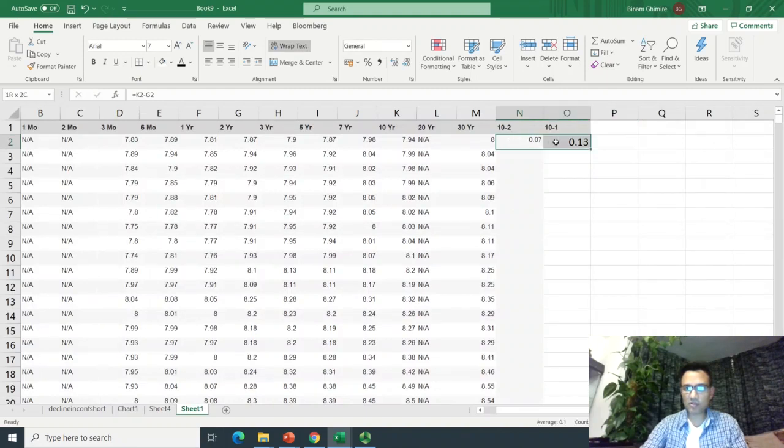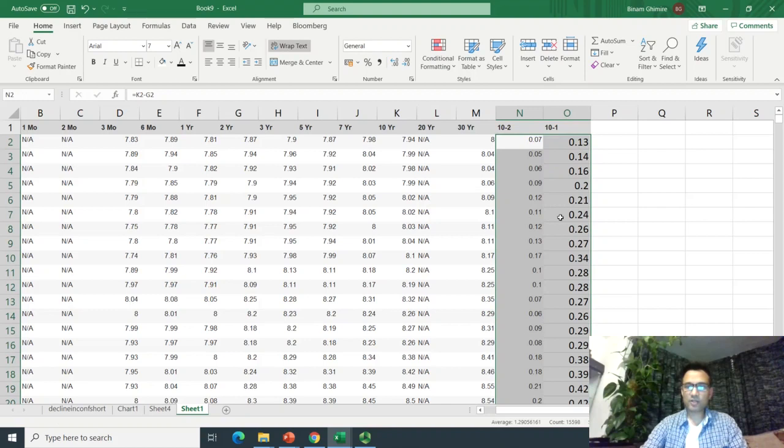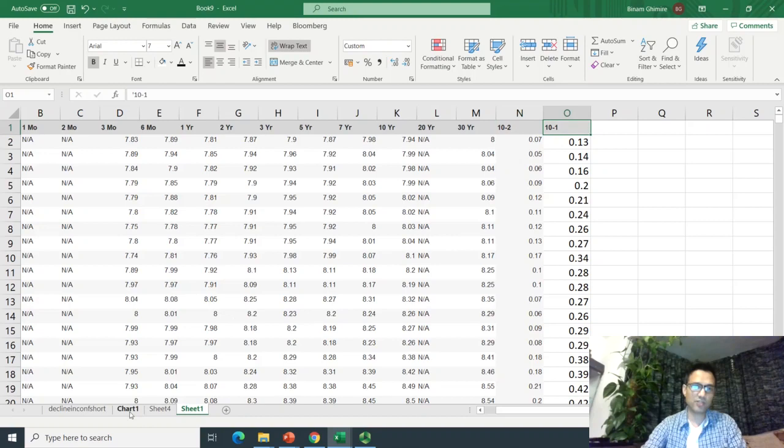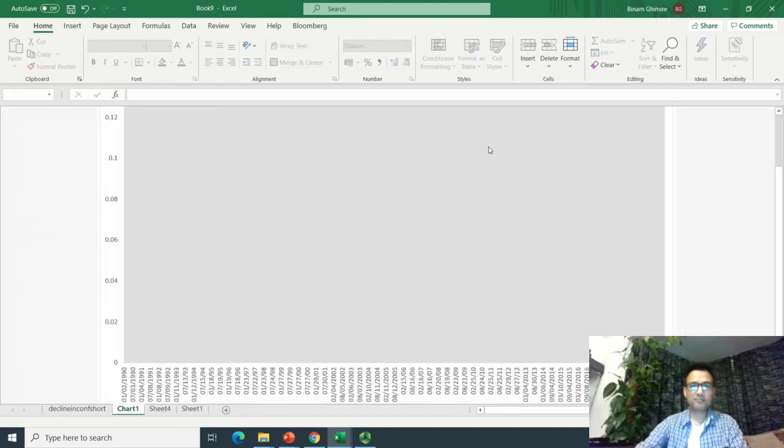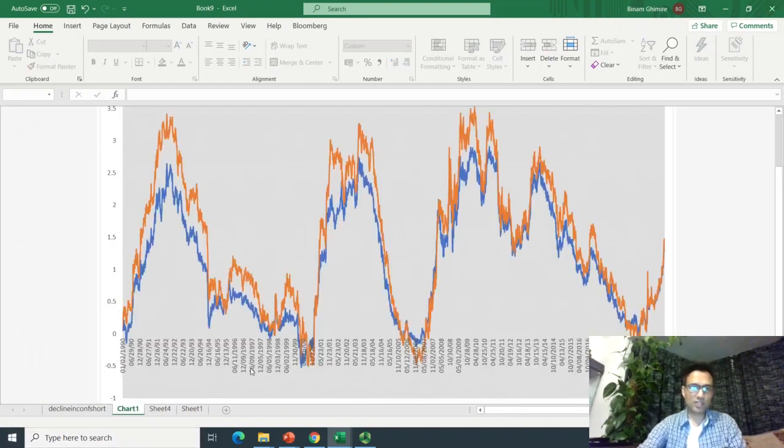So I'm now highlighting, double clicking. So I've got all the yield spread here recorded for 10-year maturity versus 2-year maturity bond and 10-year versus 1-year maturity bond. And this is the chart. Okay, so we can see the chart.